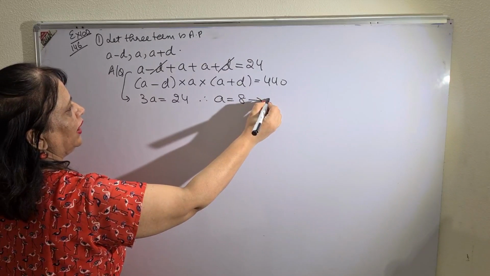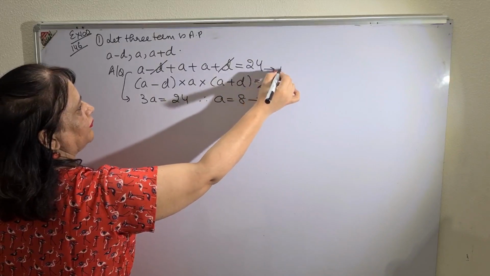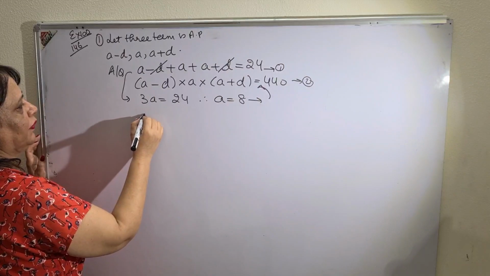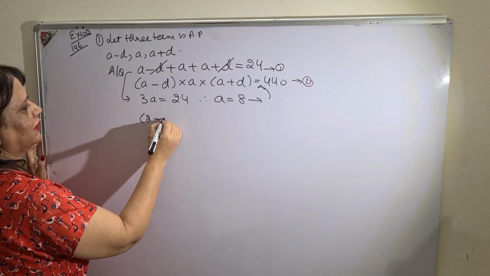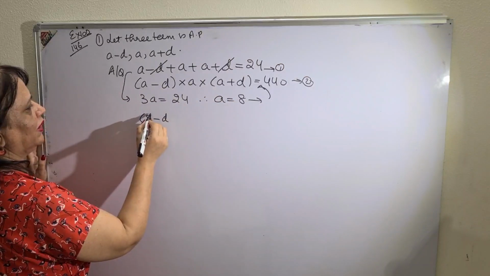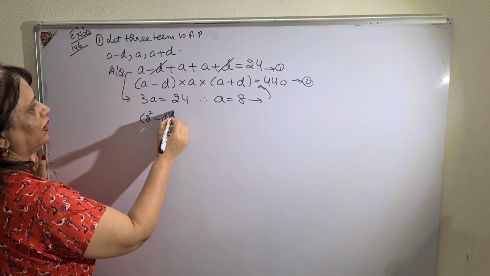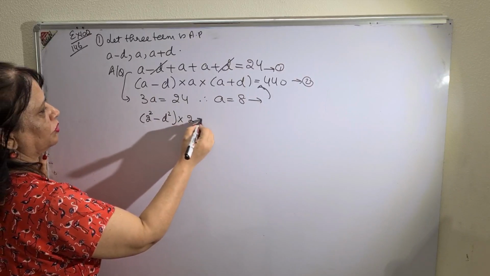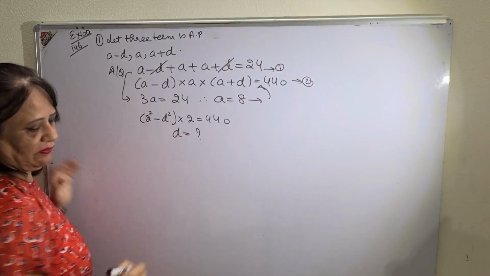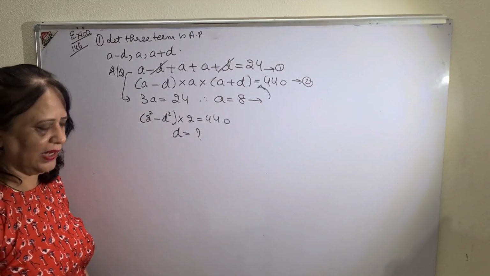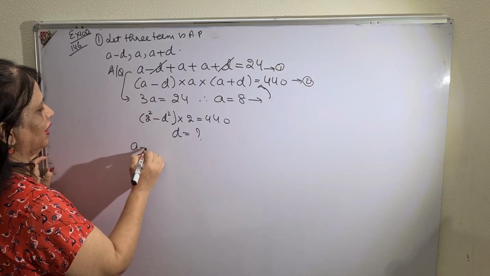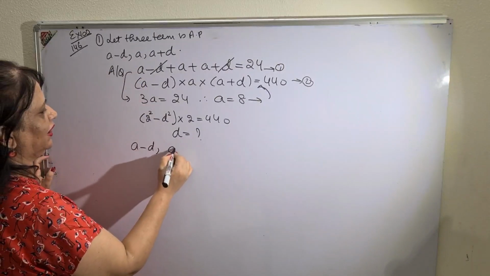Substitute this value a = 8 in the second equation. You can simplify it: (a - d)(a + d) can be written as a square minus d square, into 2, is equal to 440. And children, this will give you the value of d. They have asked you to find the value of a and d. Once you get the value of a and d, you substitute in the given numbers a - d, a and a + d.